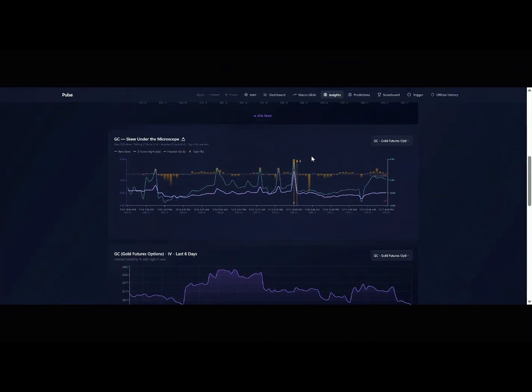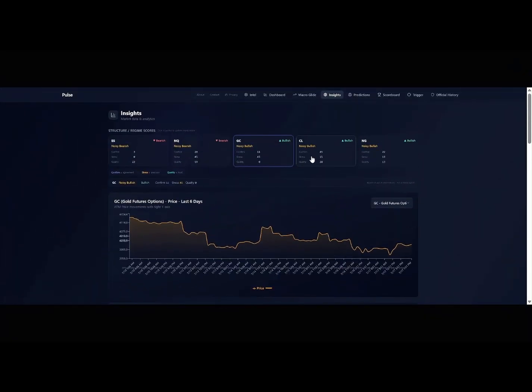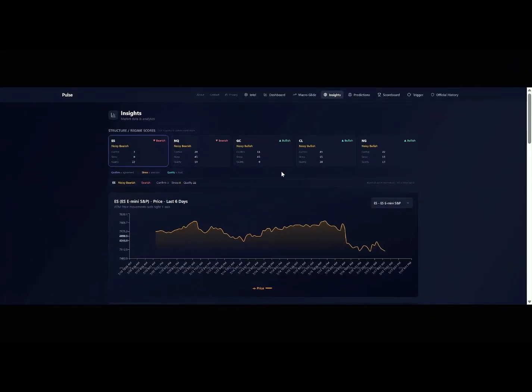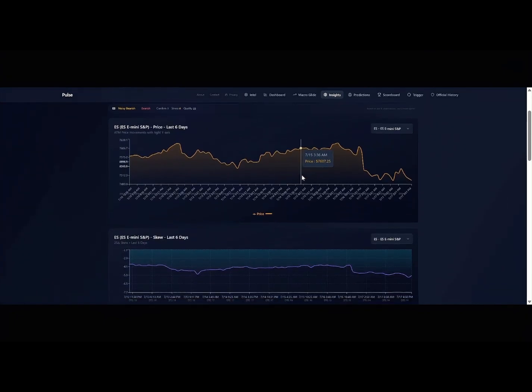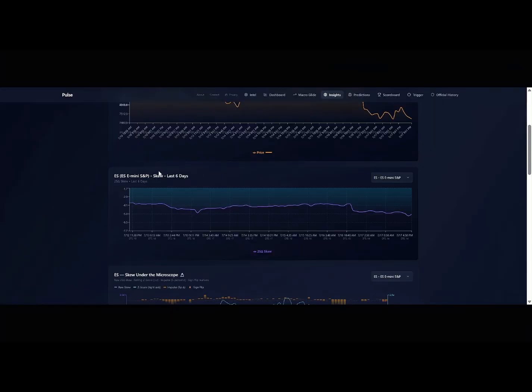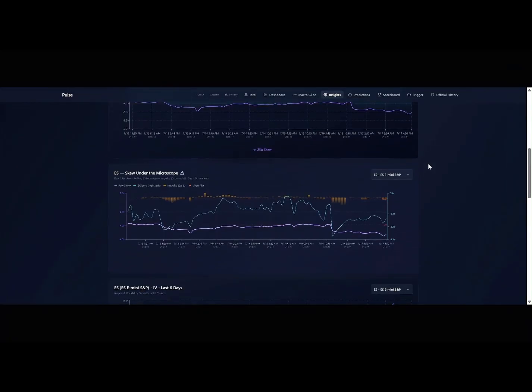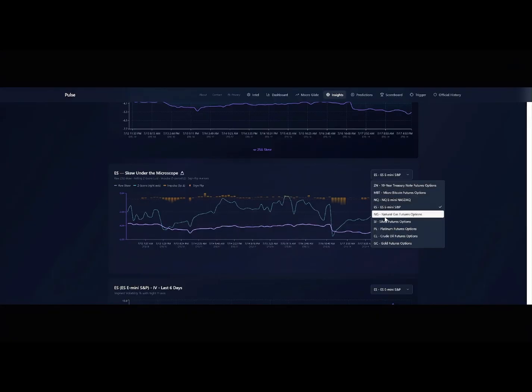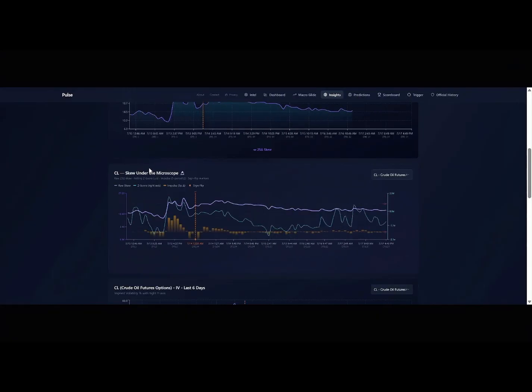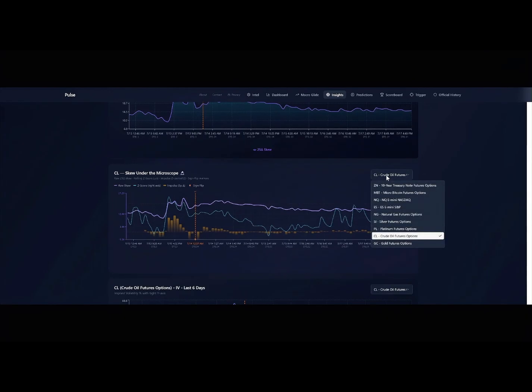Now we're going to focus on one of my key components in Pulse, and that's Skew Under a Microscope. The Skew Under a Microscope chart allows users to visually observe how skew evolves over time. Instead of simply looking at one static number, we can begin seeing changes in sentiment. Is downside protection becoming increasingly expensive? Is fear entering the market? Are participants becoming more comfortable taking risk? Markets often whisper before they scream, and sometimes skew begins changing long before price fully reflects those concerns.